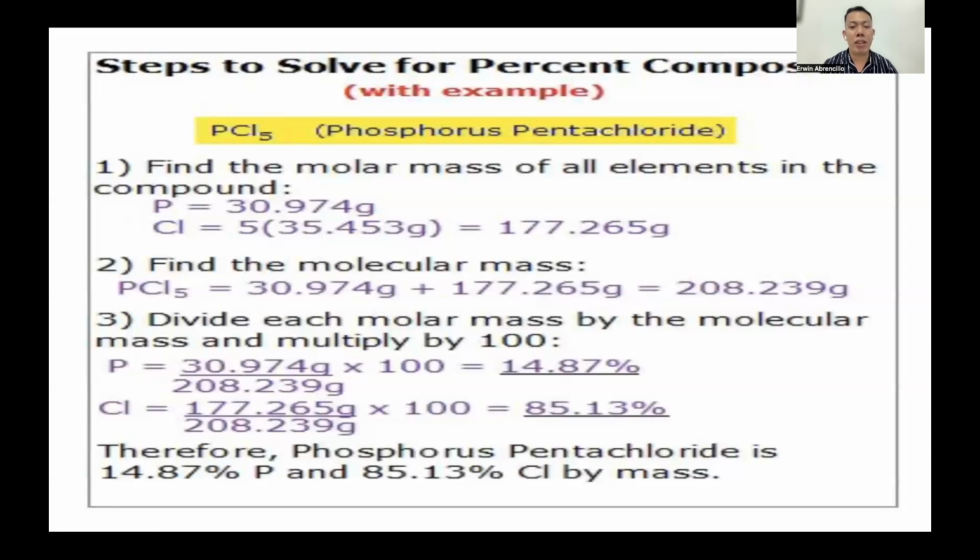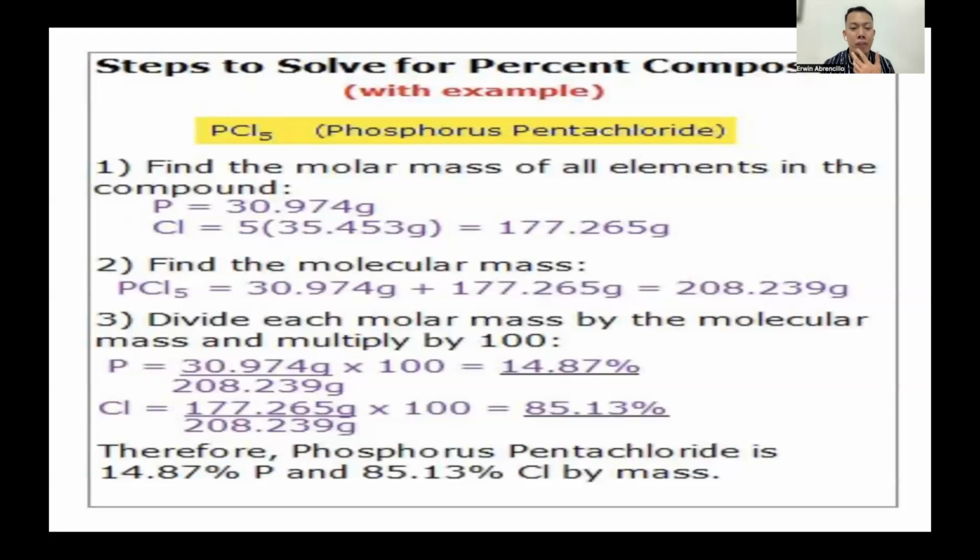Now, since you have the molar mass, you have to get the molecular mass. So PCl5 is equal to 30.974 plus 177.265. So you'll get 208.239 grams. So you now have the molar mass of the compound. Divide each molar mass by the molecular mass and multiply by 100. The total a while ago for molecular mass is 208.239.